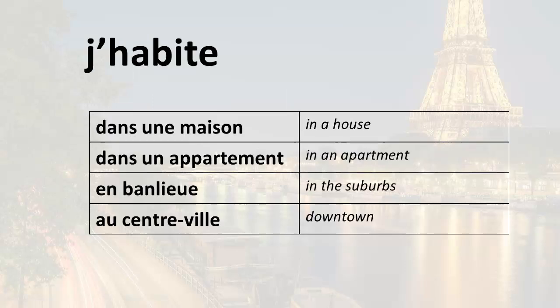Here are some other examples that you're likely to encounter. If you want to say, I live in a house. J'habite dans une maison. I live in an apartment. J'habite dans un appartement. I live in the suburbs. J'habite en banlieue. I live downtown. J'habite au centre-ville.